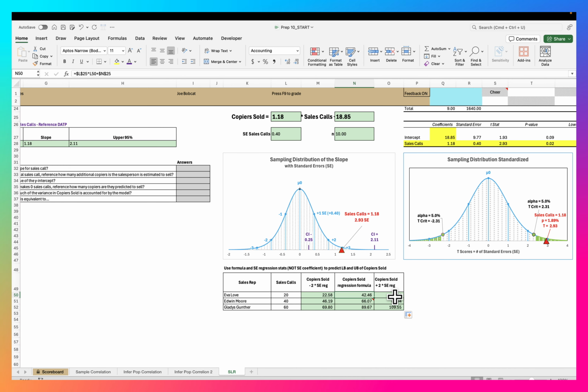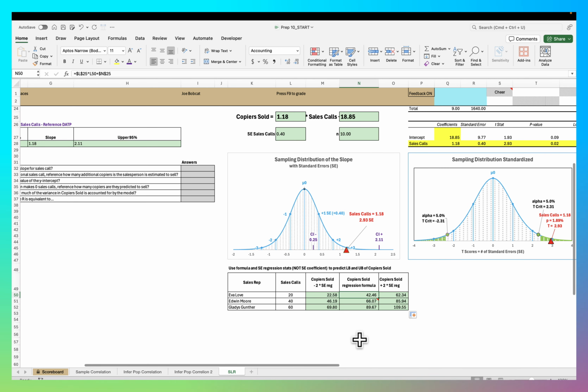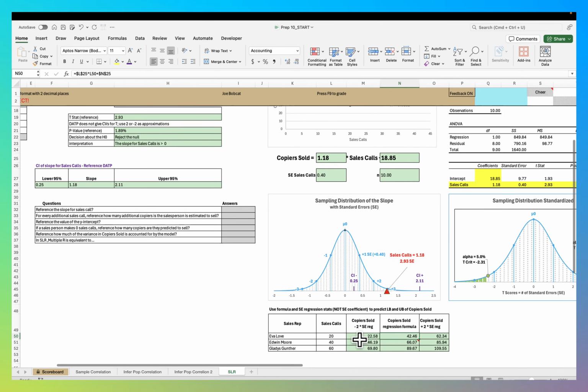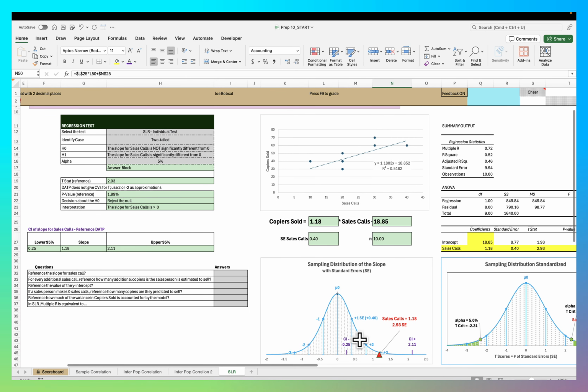Prediction interval for 95% confidence on the prediction. Okay, now we come to some really good questions.